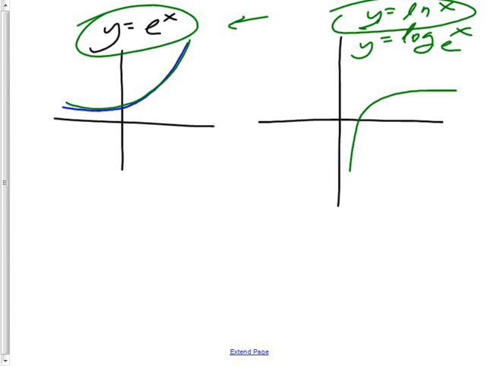Now, do you have to remember all of that? No, I'm just trying to show you where it came from. All you've got to remember is, what does the graph of ln look like? It looks like that. And is it an inverse? Yeah, let's put them on the same graph.